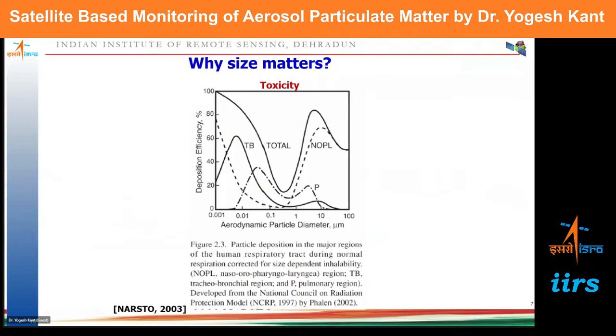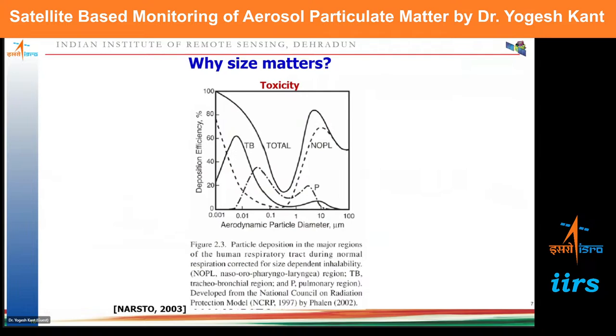This graph shows that the rate of particle deposition in the major regions of the human respiratory system is highest for fine particles, that is PM2.5, which means that PM2.5 is highly toxic when it is deposited in any part of the respiratory organs, whether from the nose to the throat or from the throat to the lungs and diaphragm. So anywhere it deposits, it produces toxicity, and slowly it goes into the bloodstream and tissues.